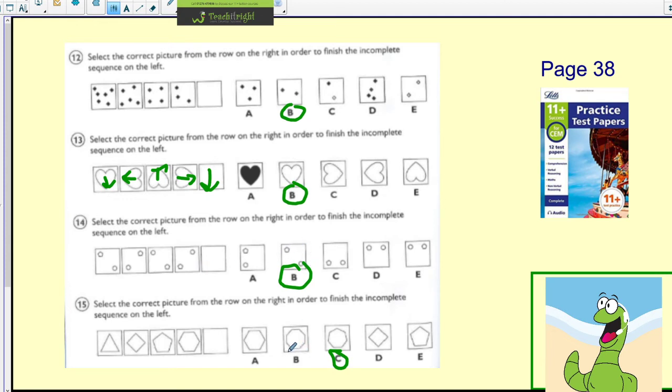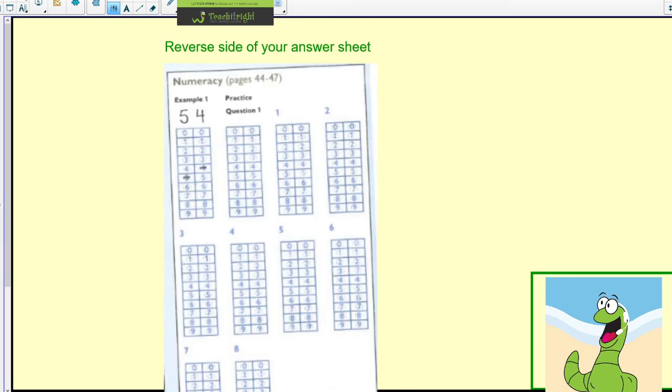Final one, 15, each shape has one more side than before. So 3, 4, 5, 6, 7-sided shape. And there's our answers. So very well done, guys. Give yourself a score out of 15. Hopefully that was nice and successful. I'm sure you were. And we're going to move on now to the last section, which is numeracy.